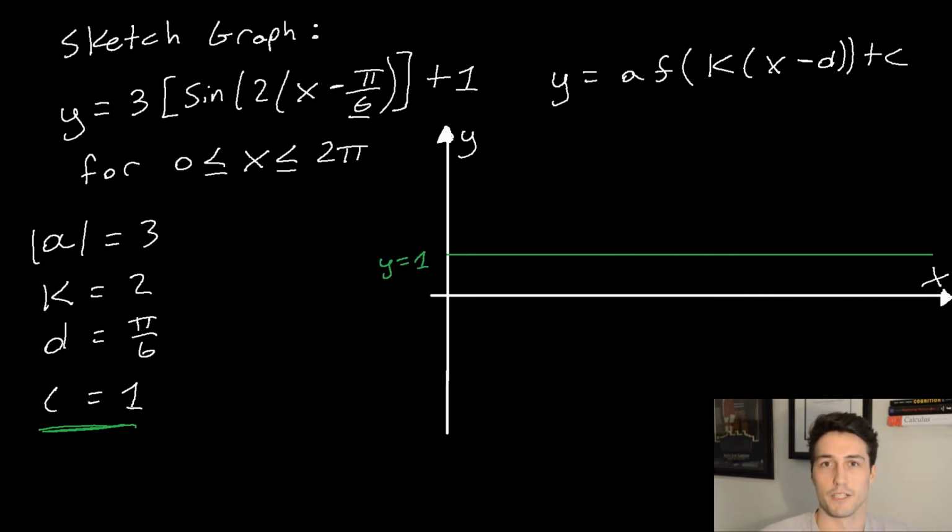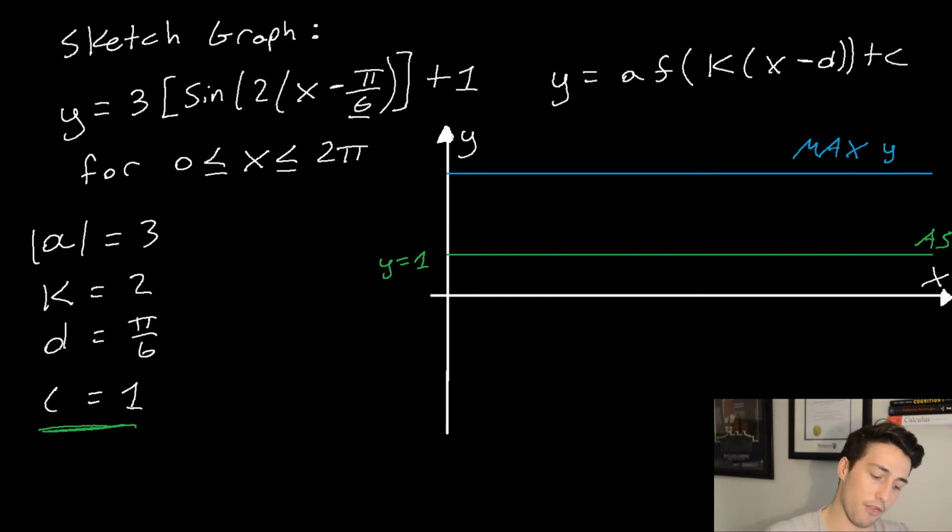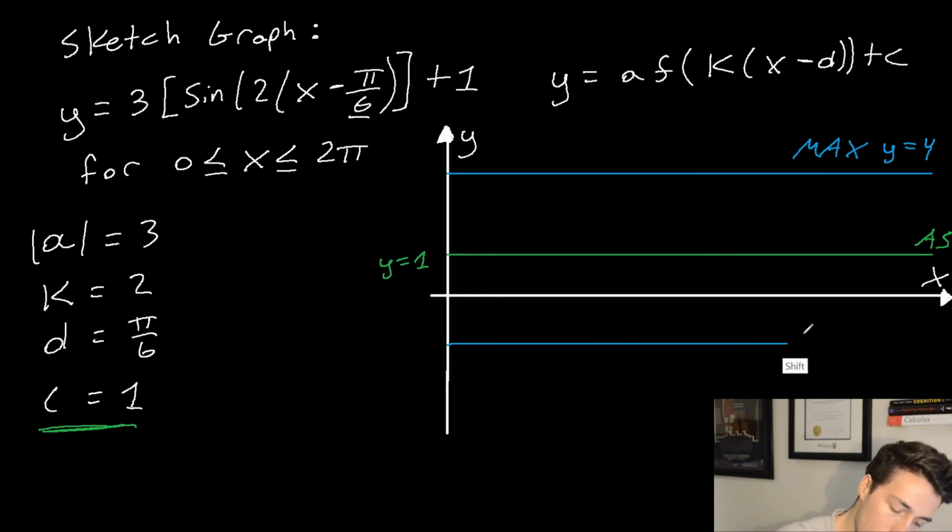So that is y is equal to 1, and this is the axis of symmetry. The next thing I'm going to do is plot my amplitude, or my max and min lines. Our amplitude is 3, so it's going to be 3 above the axis of symmetry, so 3 above 1 is 4. I'm going to say that's the max at y is equal to 4. And then 3 below 1 is -2. I'm going to put this value here as the min, and that is y is equal to -2.